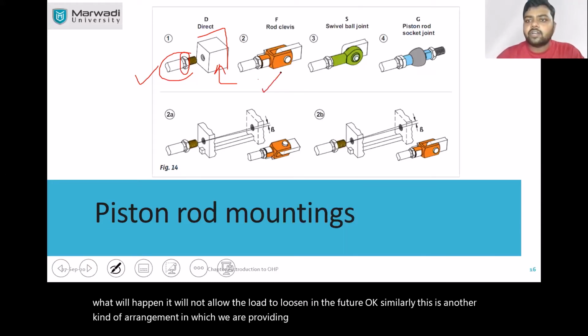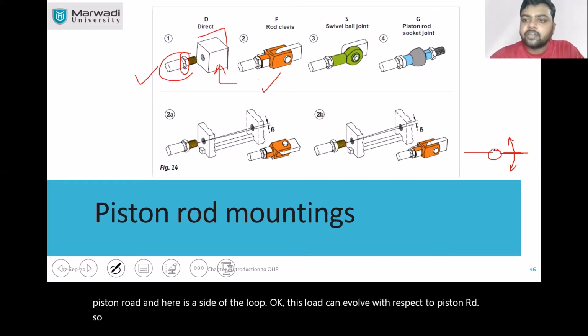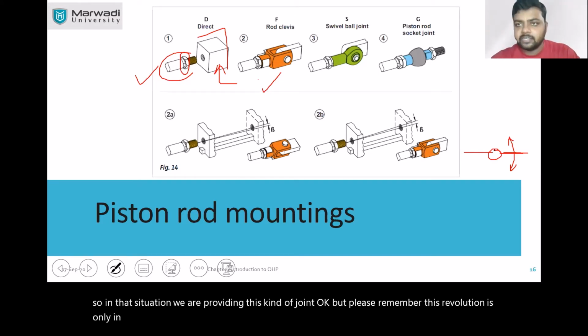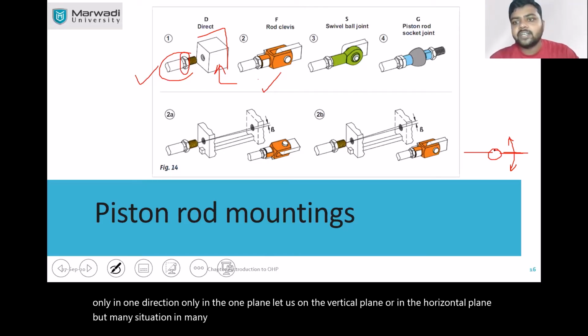Okay, here is the piston rod and here is the side of the load. This load can evolve with respect to the piston rod, so in that situation we are providing this kind of joint. But please remember this revolution is only in one direction, only in one plane, let us say the vertical plane or the horizontal plane. But in many situations this variation may be in multiple directions.